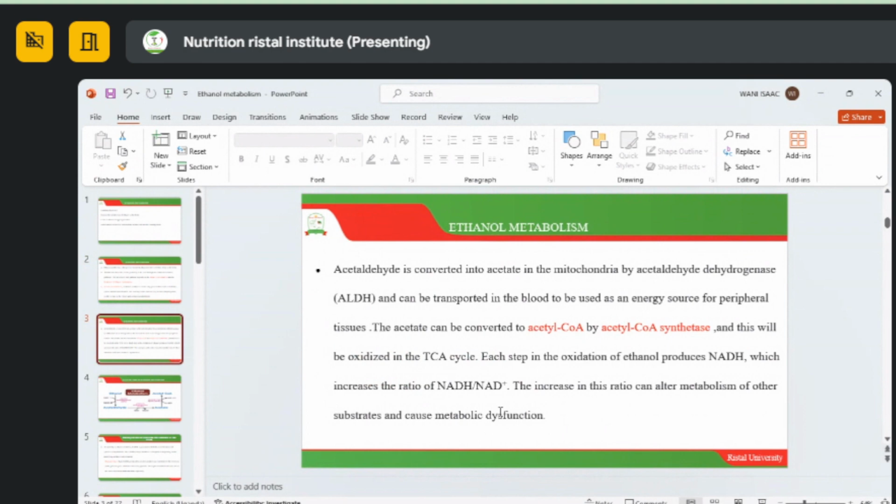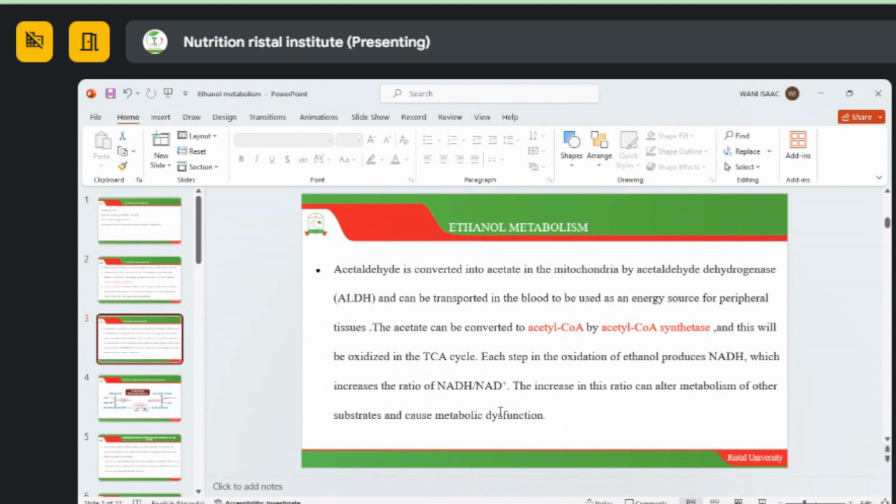After conversion to acetaldehyde in the cytosol, the process continues, and this acetaldehyde is then moved into the mitochondria, where it's converted by the acetaldehyde dehydrogenase enzyme to acetate, which can be transported in the blood to be used as an energy source for peripheral tissues, your nerves, your muscles, and everything that requires that kind of energy. So you'll be able to get energy also from alcohol. The acetate can be converted to acetyl-CoA by acetyl-CoA synthetase, and this will be oxidized in the TCA cycle, like we looked at in one of our lectures, the tricarboxylic acid cycle.